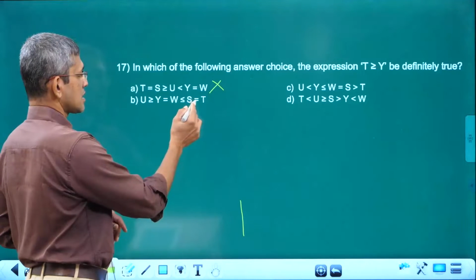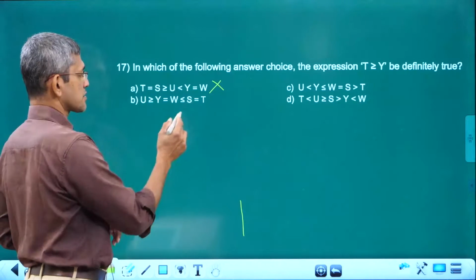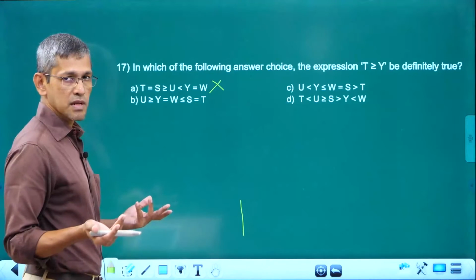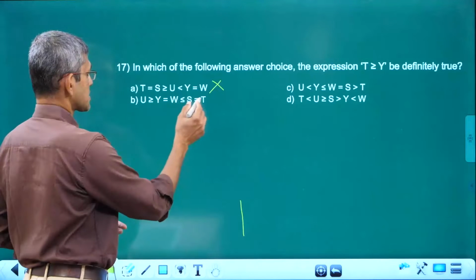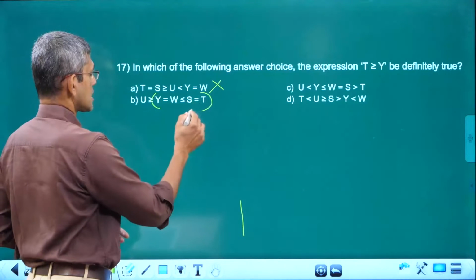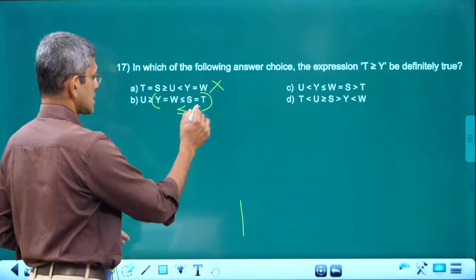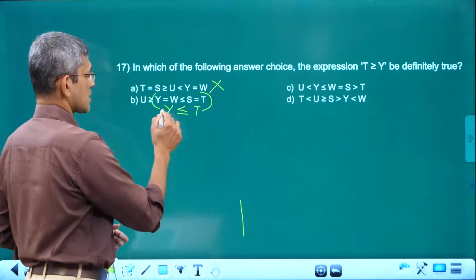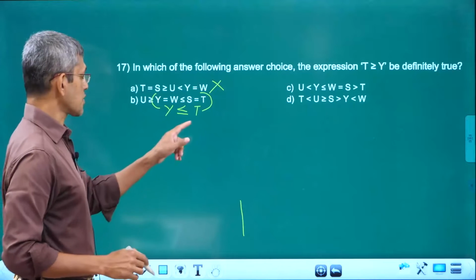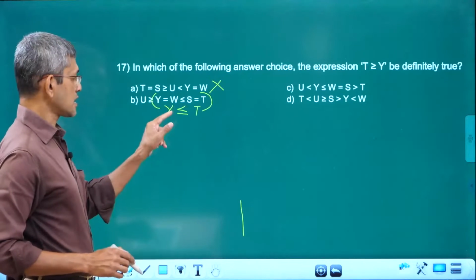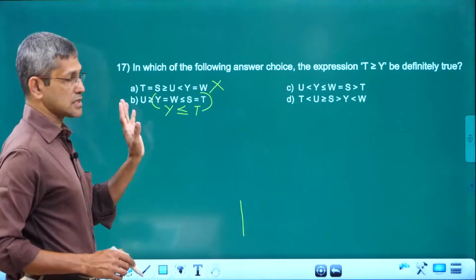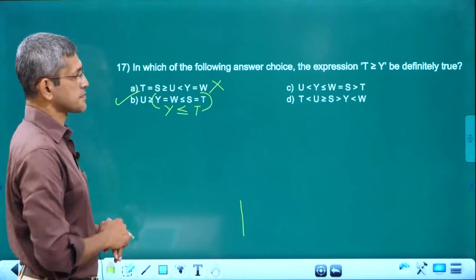And second one, t and y. Between t and y, do you see that? We have two equal to signs. So equal to signs are neutral symbols. Ignore them. Then what is between t and y? It is this symbol. So t is greater than or equal to y. So t is always greater than or equal to y, or y is always less than or equal to t. That is correct. So second one is correct.